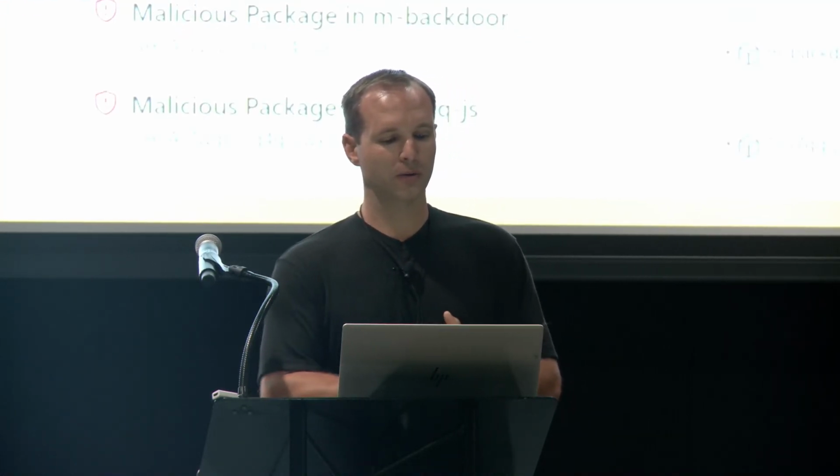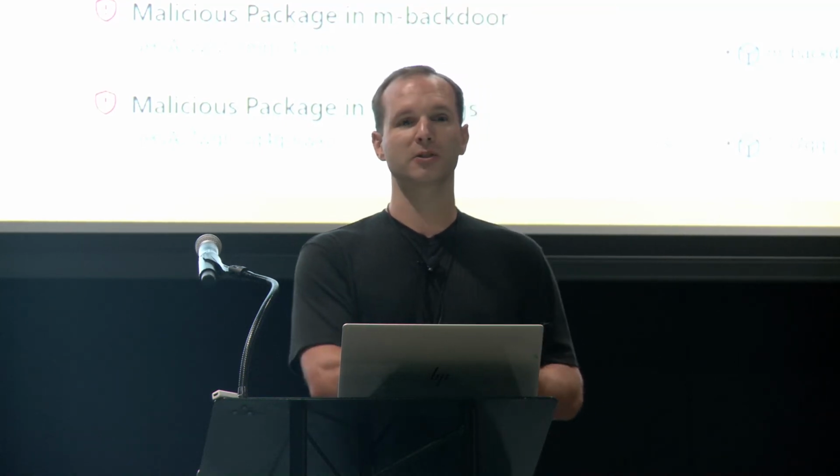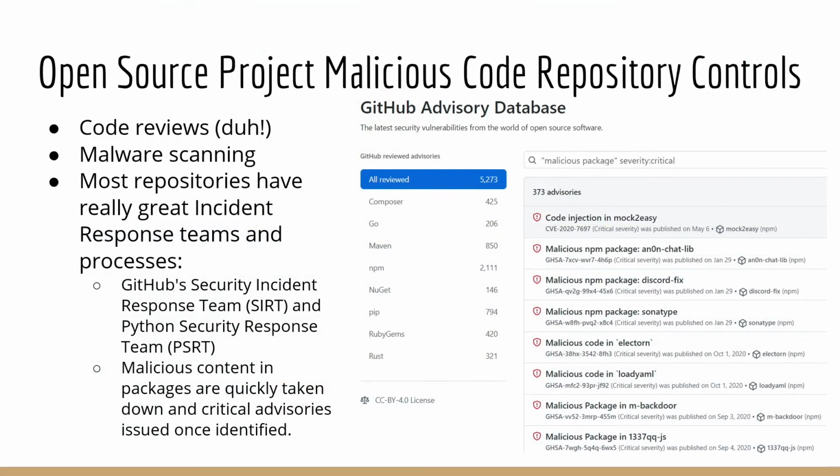So what are the code repositories doing to help with this problem? Well, obviously, there's Linus's law on code reviews: have multiple eyes looking at code, looking for malicious functions and malicious testing. That's kind of very obvious. Malware scanning works. I mean, it has a purpose, and it's not the best.